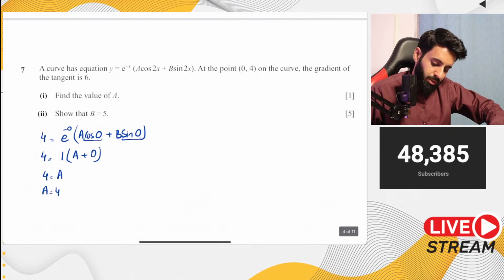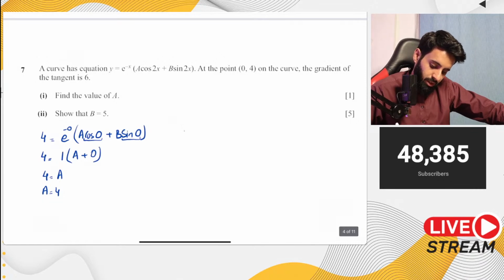Okay. So that's it. a equals 4. Now then comes part b. Show that b is equal to 5. Now what do we know? This is what we know so far. The equation of the curve now looks like this.